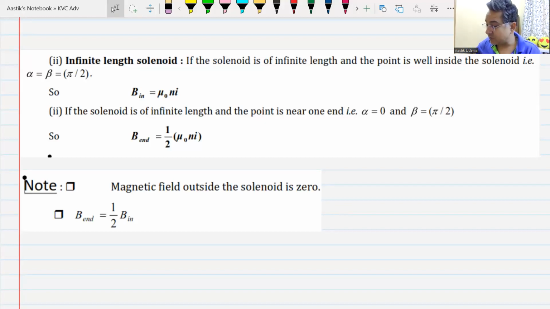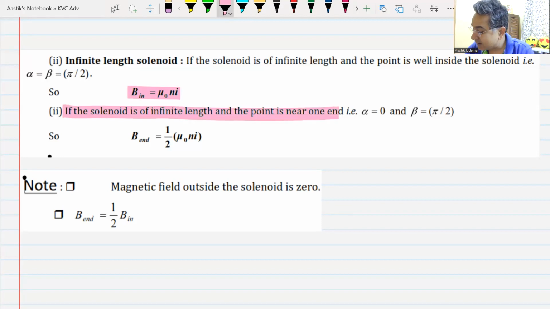Then you can note down the formula for magnetic field due to an infinite solenoid. Both the angles will become 90 and 90. It will become mu naught Ni. If the solenoid is of infinite length and the point is near one end, that means it is semi-infinite. The formula becomes, on the end of the solenoid, mu naught Ni by 2. One angle is 0, the other angle is 90. Do we understand this?